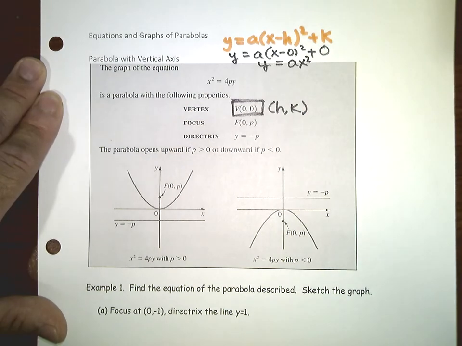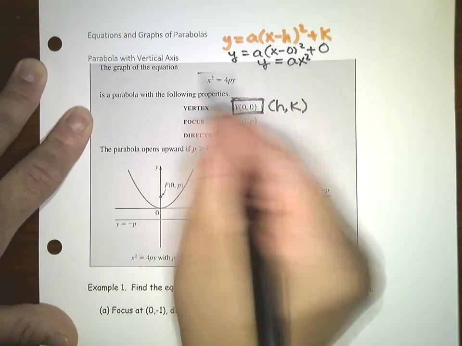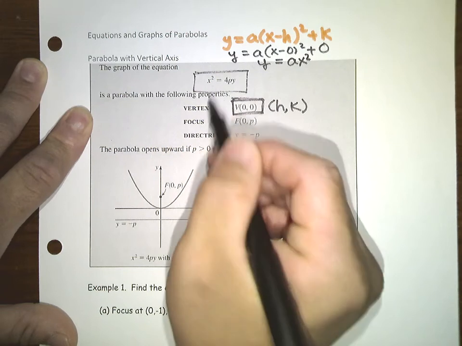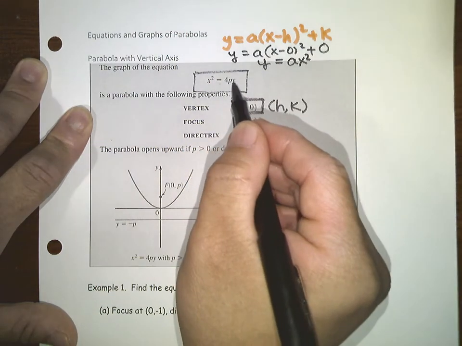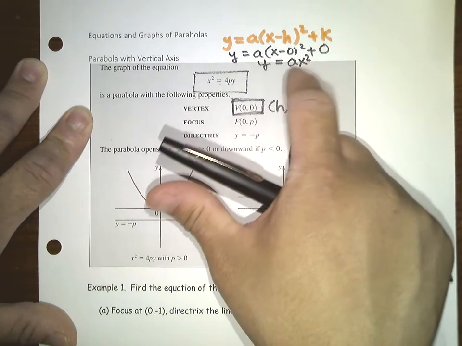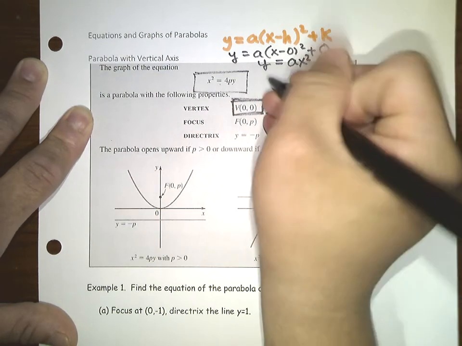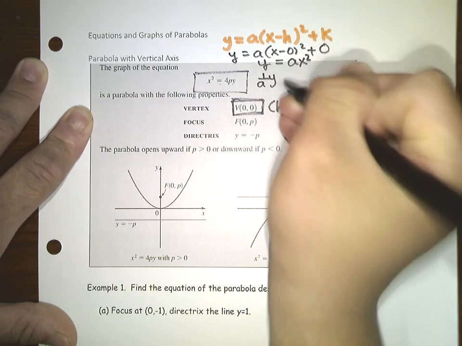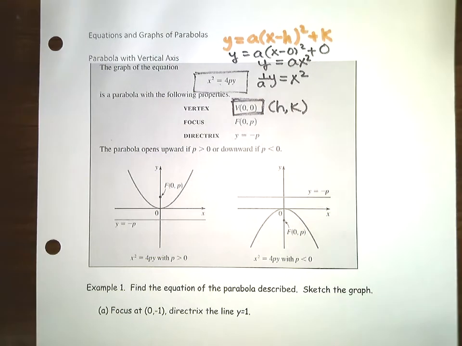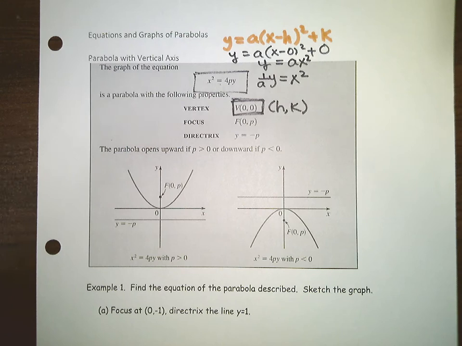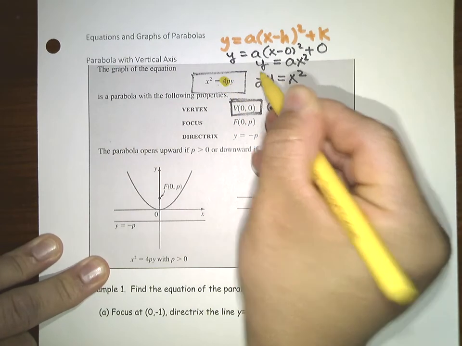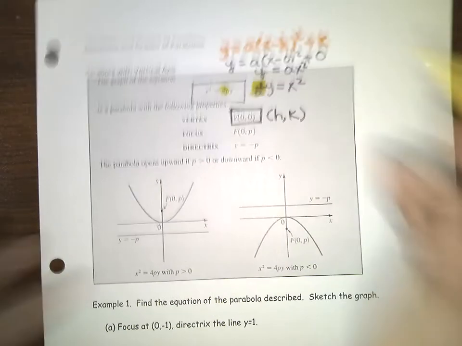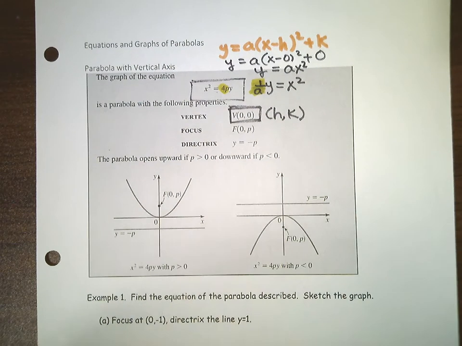Now, the one thing that you should automatically notice is that this equation is written in the form x squared equals 4py. So then what I should do is divide by a. So 1 over a y is equal to x squared. So this is the same thing. So whenever you see 4p, that's equal to 1 over a.